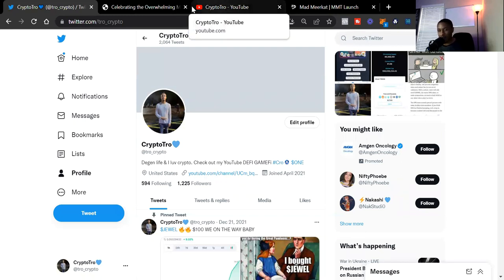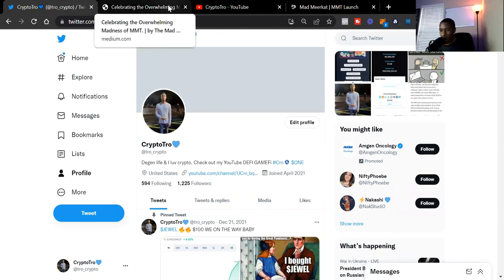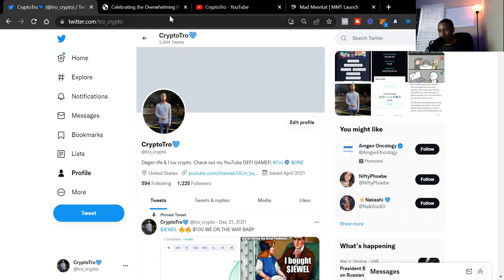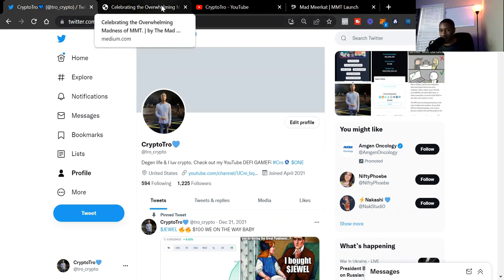So today I really just wanted to go over some of the things in the Medium article that the Mad Meerkat family just dropped. And also we're going to look at the floor price of the Mad Meerkat treehouses and examine that a little bit, man. So let's get straight into it.